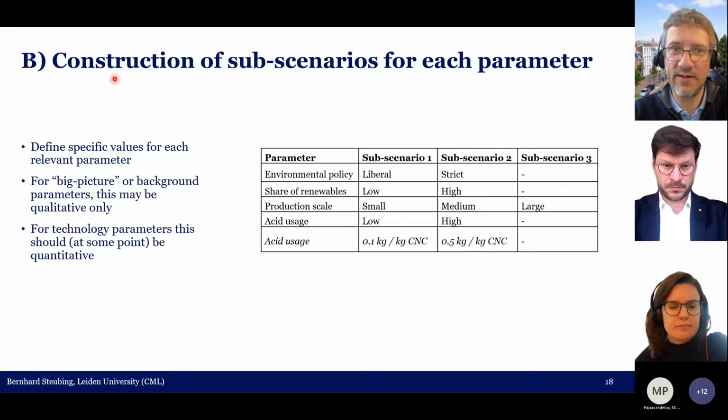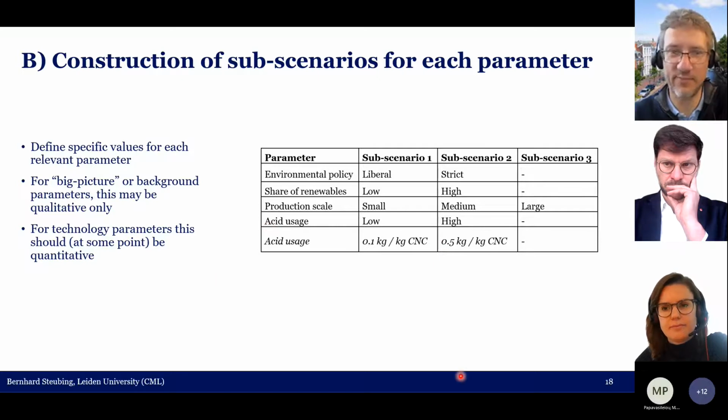In the next step, it's about thinking about the possible sub-scenarios or the values that each parameter can take. So if we have a list of parameters here, environmental policy could be liberal or strict. The share of renewables could be low or high. The production scale could be small, medium, or large. And the acid usage could be low or high, for example. Or if it can be quantified already at this level, then you can simply put the numbers there. So this is step B, thinking about possible values for each parameter.